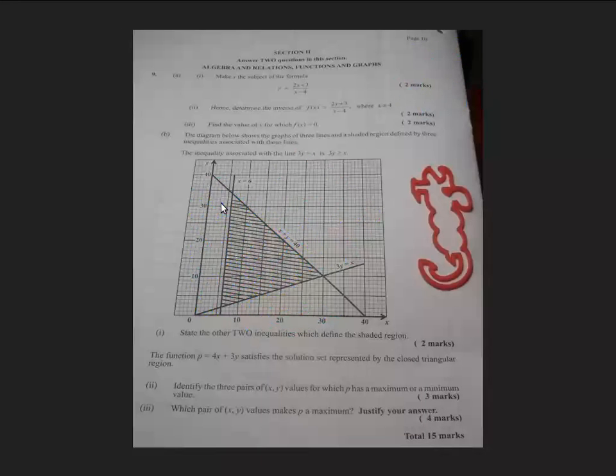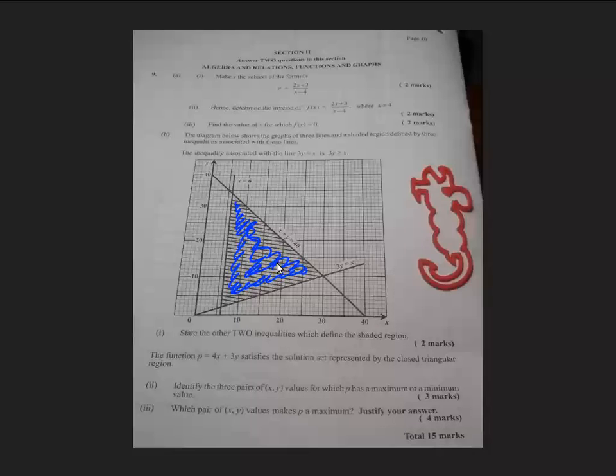So let me clear this off and show you. When we use those inequalities, 3y greater than or equal to x, that's everything above. x greater than or equal to 6, that's everything to the right of x equals 6. And x plus y less than or equal to 40, that's everything below here. We get this region here, which is already shaded. And this is our feasibility region.